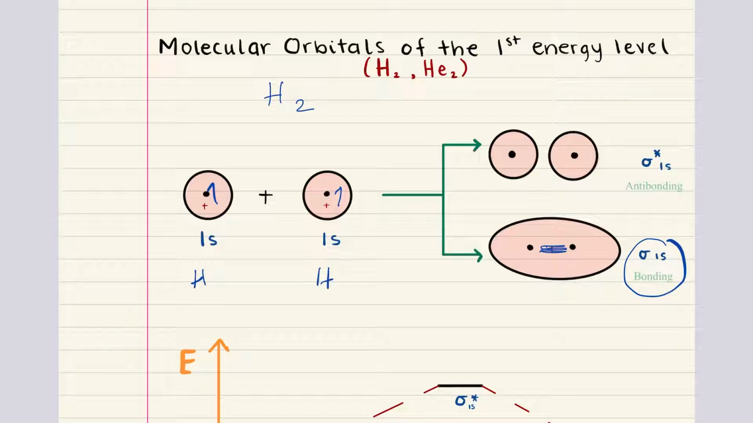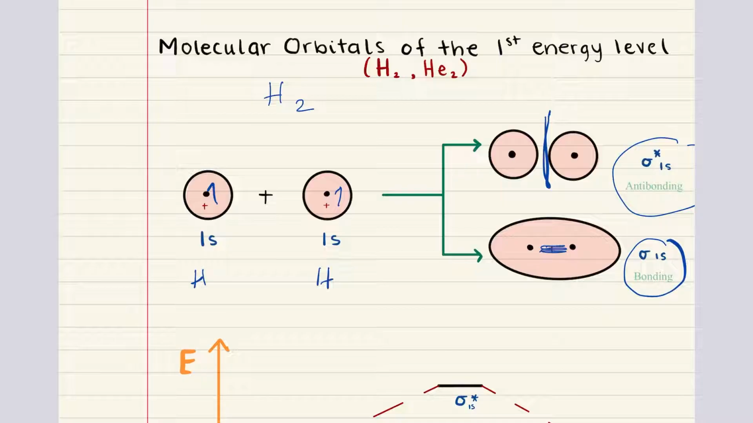The second orbital that forms is an anti-bonding molecular orbital, sigma star 1s, which results from destructive interference, meaning the atomic orbitals combine out of phase. This creates a node, which is a region of zero electron density between the nuclei, and this actually pushes them apart and destabilizes the molecule. So in short, the bonding orbital pulls the nuclei together, while the anti-bonding orbital opposes that attraction.